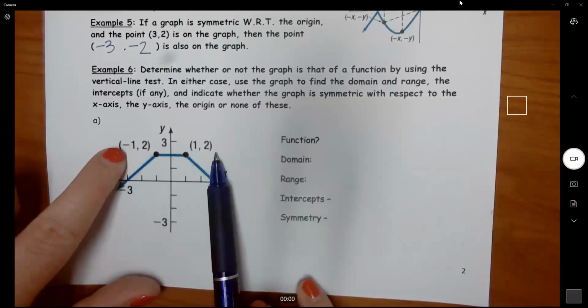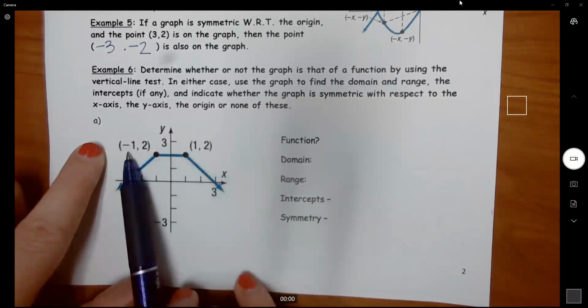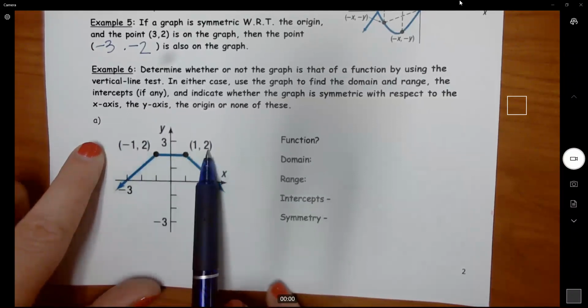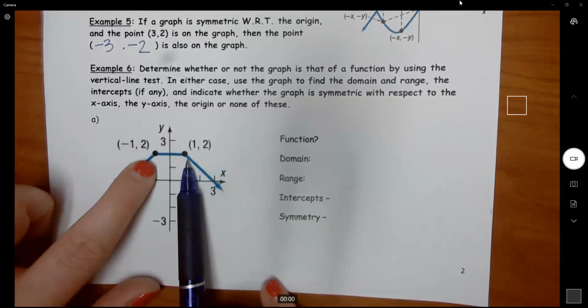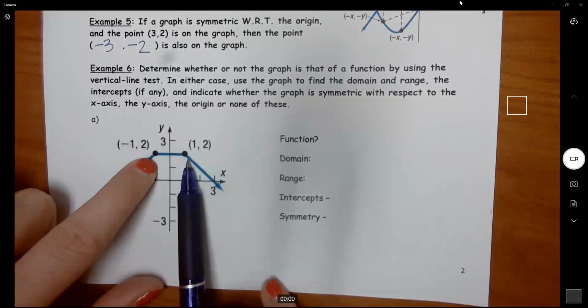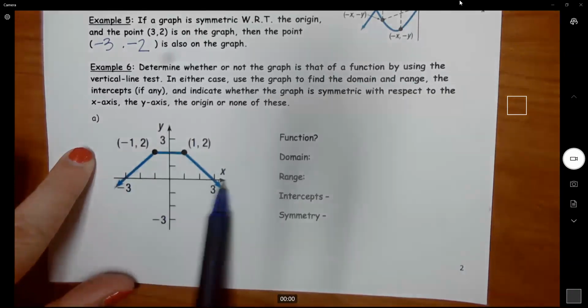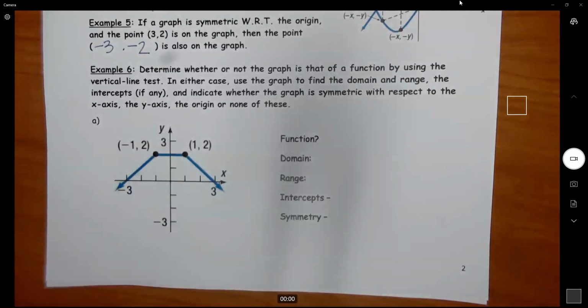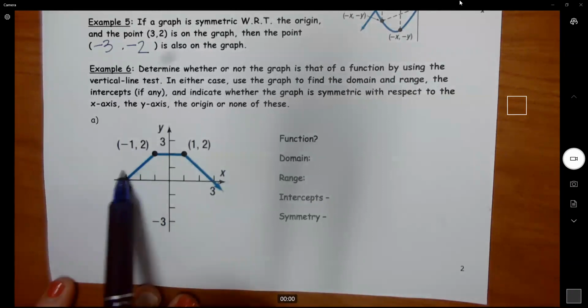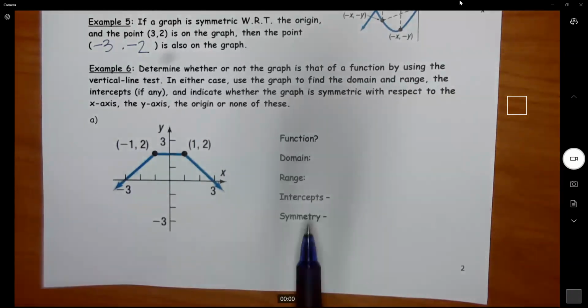So when they give you points over here, right, you've got -1, 2, and you've got 1, 2. Those aren't intercepts because it's not crossing either of these major axes, your x-axis or your y-axis. You're wanting to look, where is it crossing the x and y axis at for your intercepts.